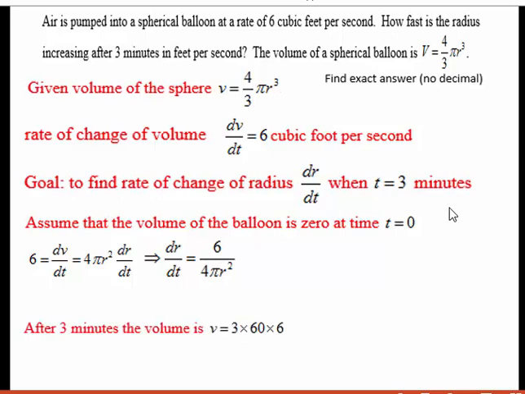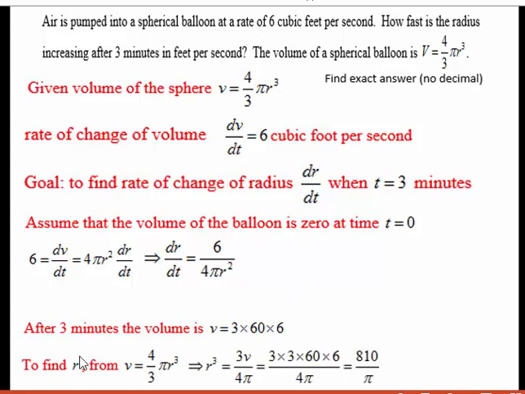After 3 minutes, the volume will be 3 times 60 times 6. To convert minutes to seconds, I multiply by 60, and then the rate is 6. So this is your volume after 3 minutes. Then we just put this in here: V equals that number, and solve for r. So r cubed is this one. Then r will be the cube root of this. That one we put here and square it.